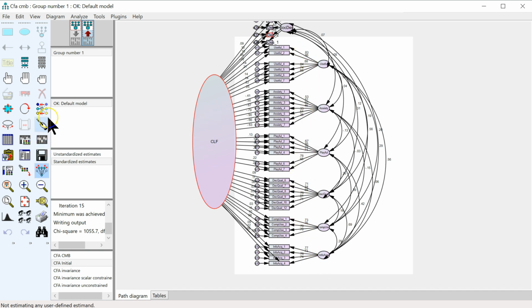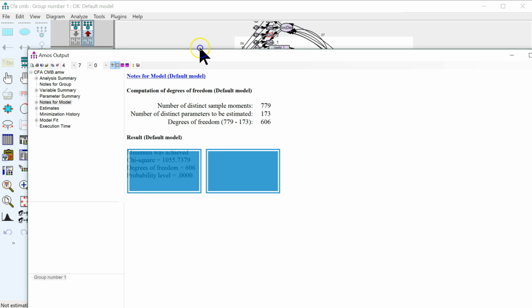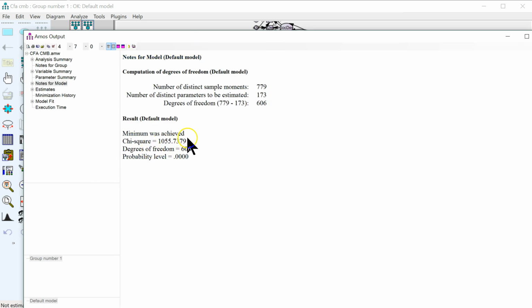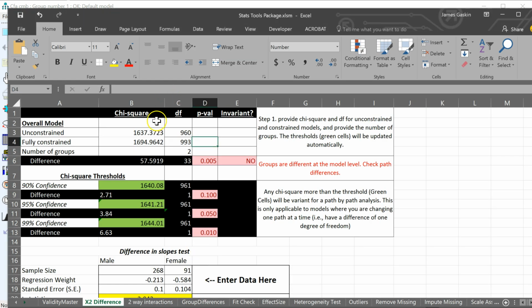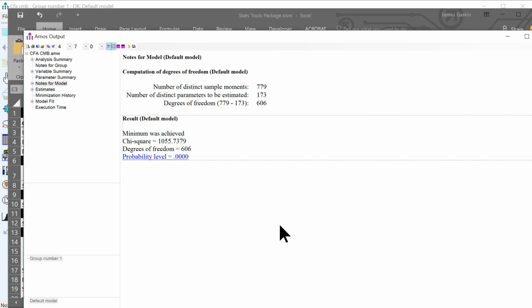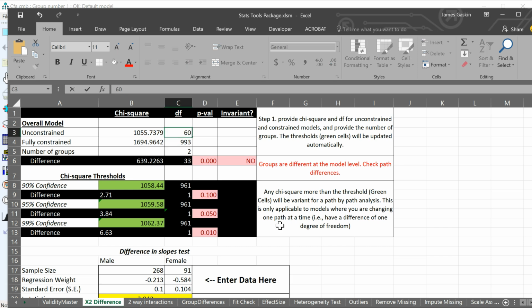What we want to do is get the chi-square and degrees of freedom for this unconstrained model, and then create a zero-constrained model. So the chi-square and degrees of freedom are listed right here. It's 1055 and 606. Let's put that in our little chi-square difference test thing. And again, you can do this way, or you can do it in AMOS itself, which I'm not going to show you how to do right now, but I do have a video for it.